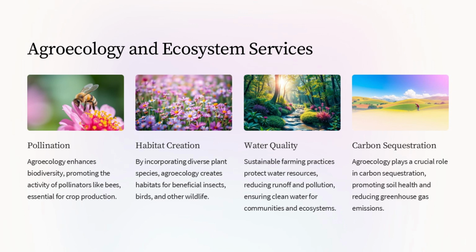Agroecology is an approach to farming that enhances biodiversity and provides important ecosystem services. One key service is pollination. Agroecological practices promote the activity of pollinators like bees, which are essential for crop production. Agroecology also creates habitats for beneficial insects, birds, and other wildlife by incorporating diverse plant species.